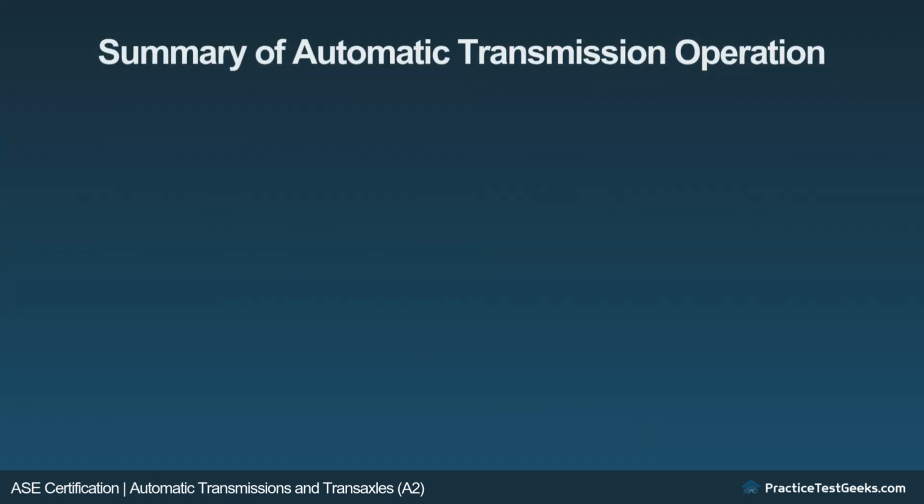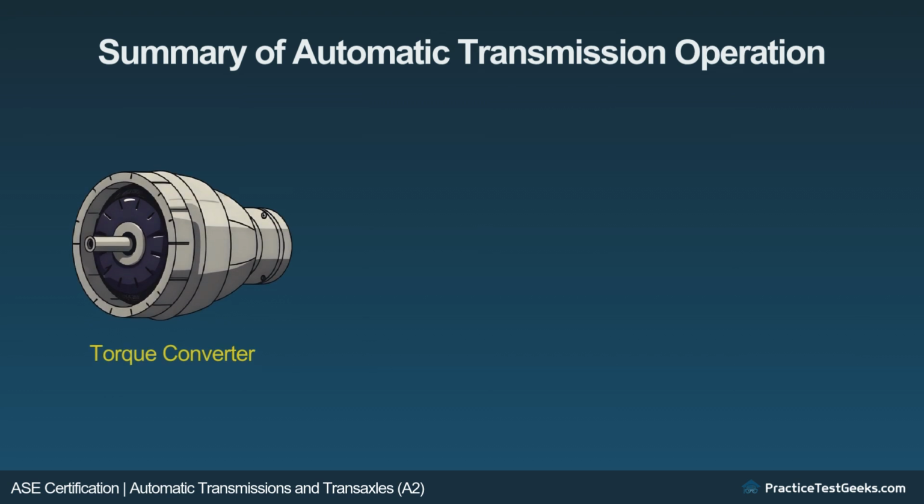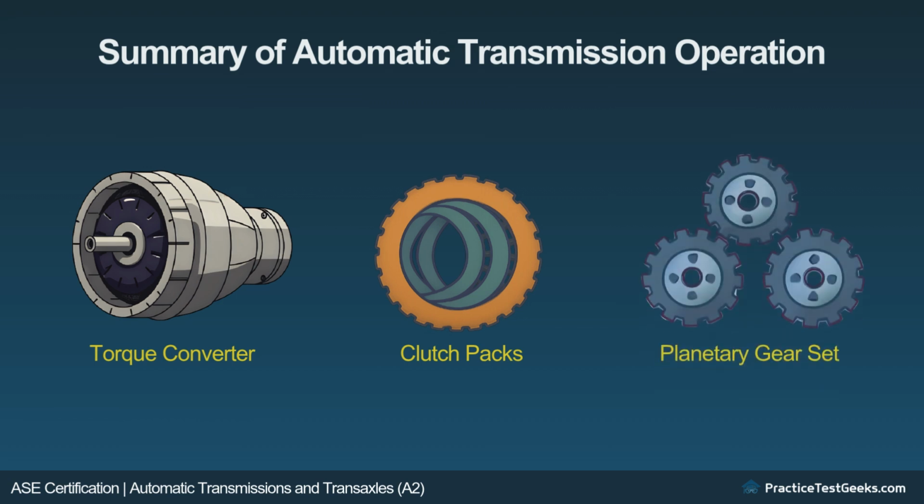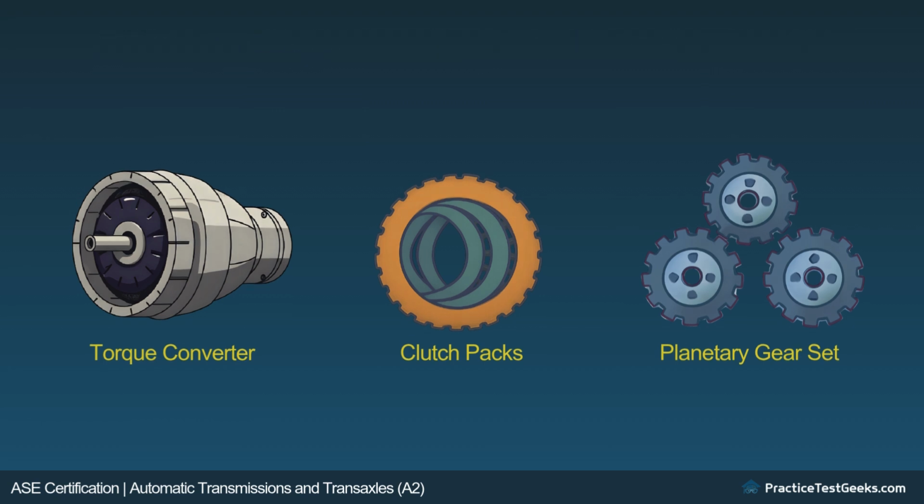Summary of automatic transmission operation. To summarize the operation of an automatic transmission, the torque converter transfers engine power to the transmission using hydraulic fluid. The clutch packs engage or disengage the gears, allowing the transmission to shift between different gear ratios. The planetary gear set controls the various gear ratios, helping the vehicle operate at different speeds with optimal engine efficiency. Together, these components ensure that the vehicle shifts smoothly without the need for the driver to manually change gears.